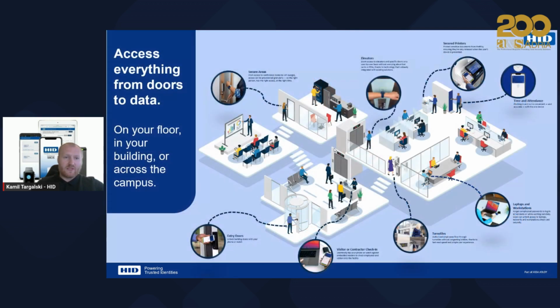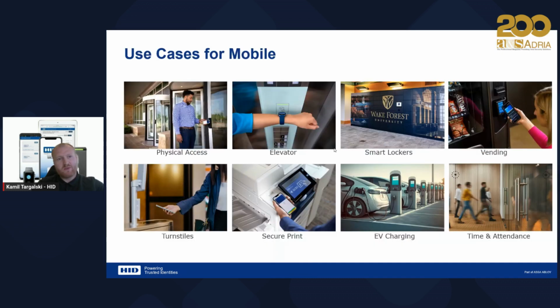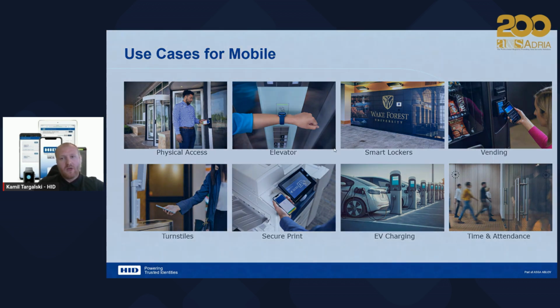We can support a complex ecosystem, so we can provide not only access control use cases, but everything beyond that. I have a couple of examples here: standard traditional physical door access, elevator access, smart lockers, vending machines, turnstiles, secure printing, EV charging, time and attendance terminals, and many more. We have a hardware proposal for any of those use cases to support physical badges at the same time, but also to make the shift to digital ones.